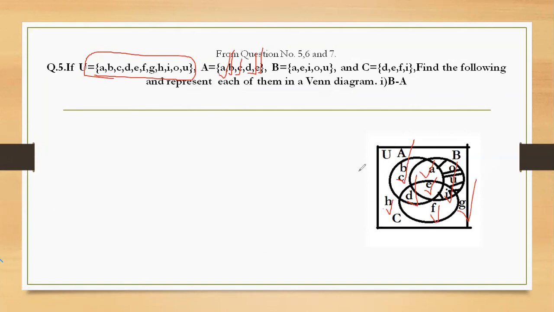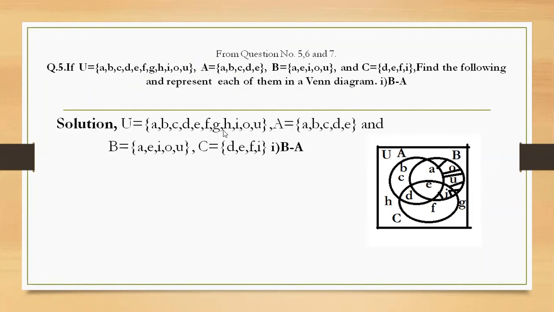Okay, children, how to show these three sets in a Venn diagram, understood? Have you understood? Yes, sir. Okay, now look here, I want to show you the next one. Here it is asked to find B minus A. Write all the sets here, then write B minus A equals to what. We are going to find B minus A.